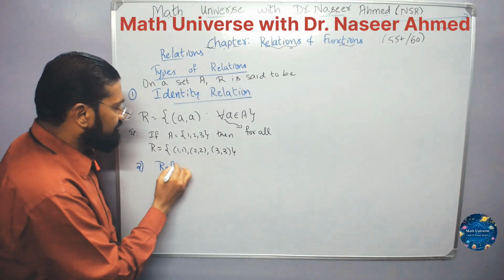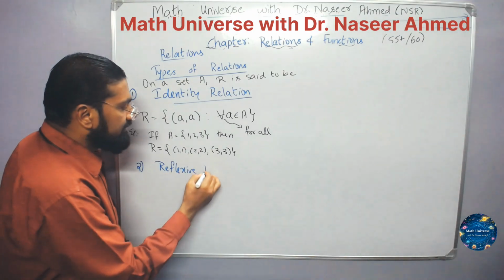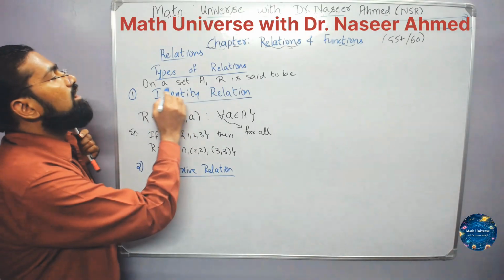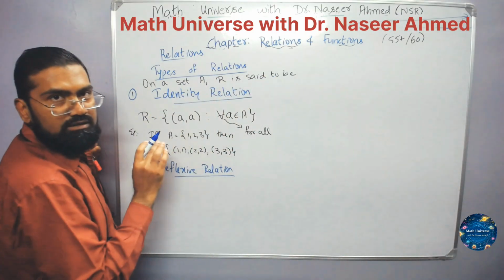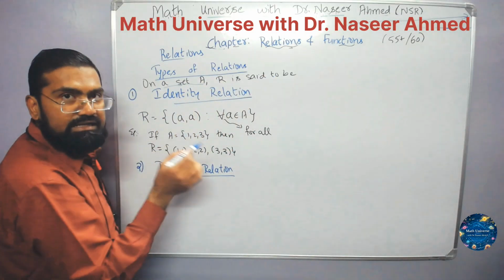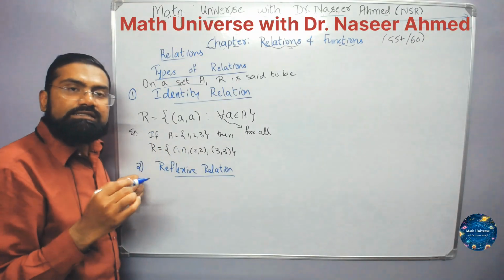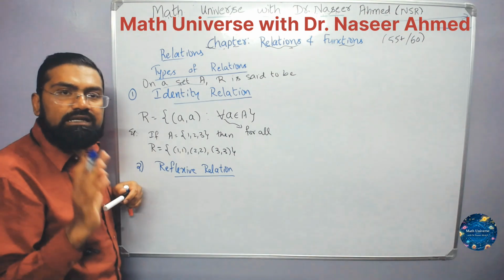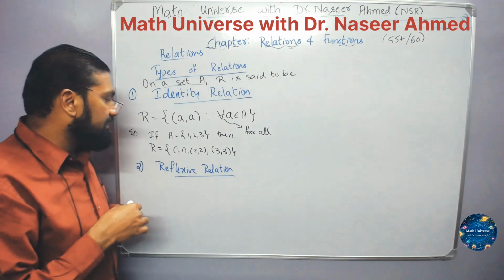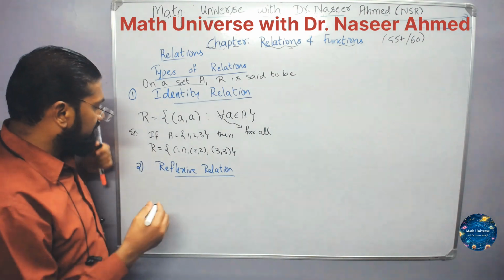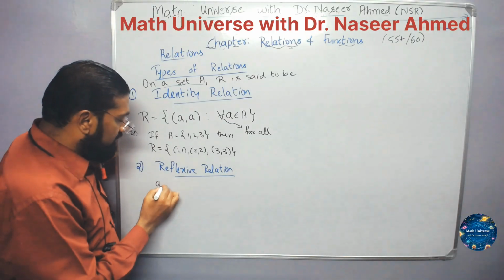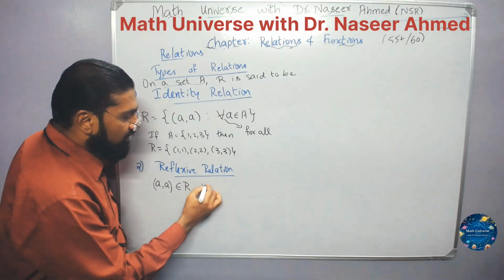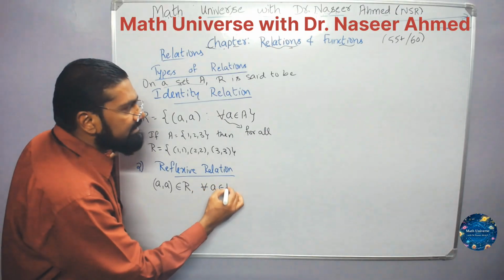reflexive relation. See, for all this, I have just written one thing common, that is on a set A, R is said to be. So first we have to define the set A, and here both the first set and second set are A itself. So throughout our types of relation, our first set and second set remain the only one set, that is A. So coming to reflexive relation, the first and second element will always be same for all the elements in the set A.